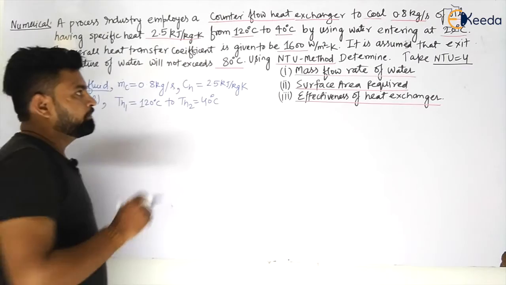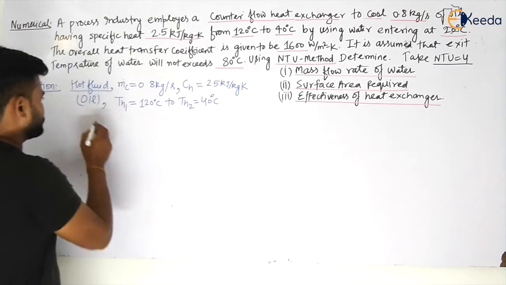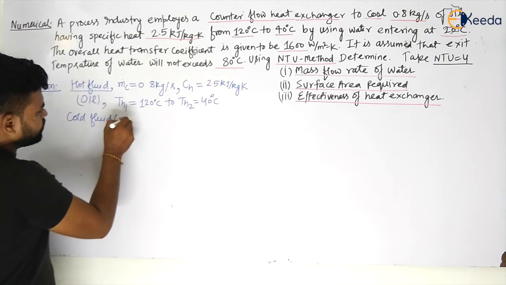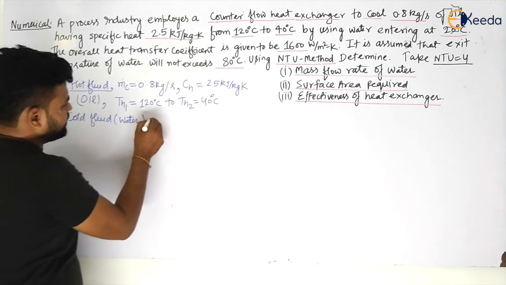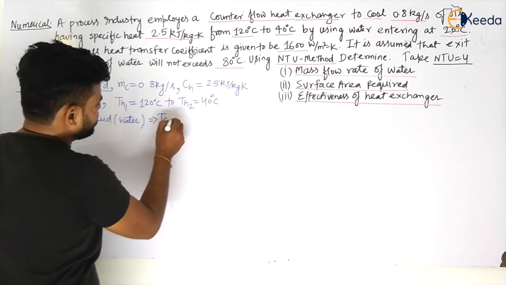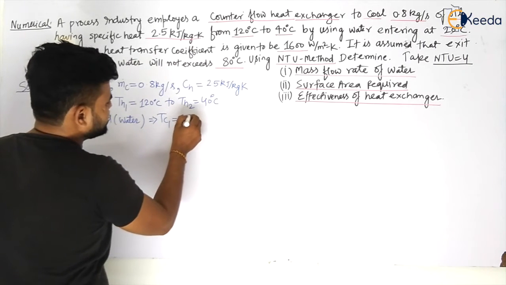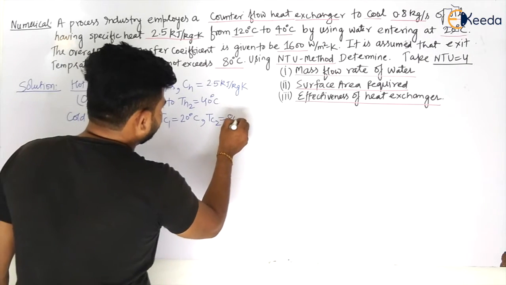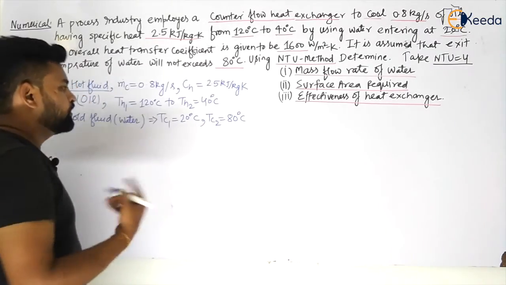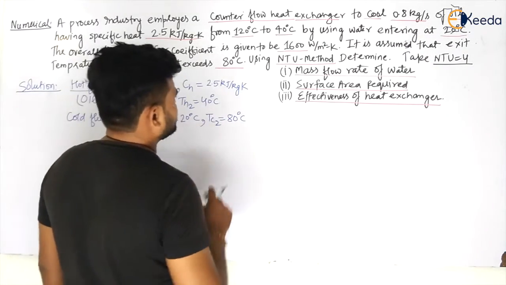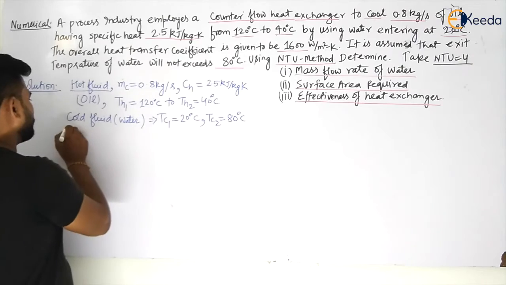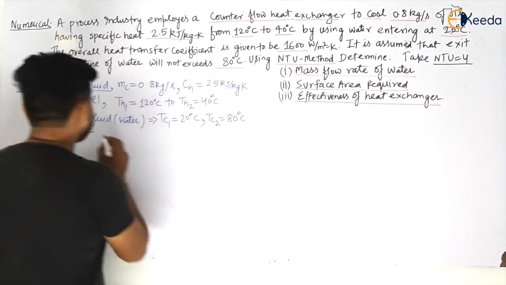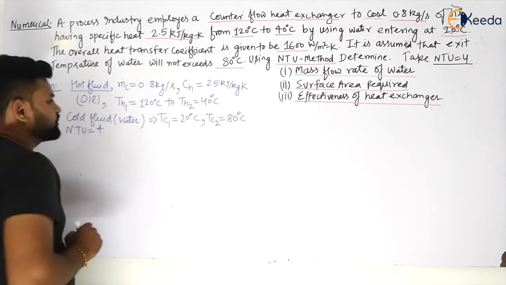Now by using water entering at 20 degrees, what is your cold fluid, my dear students? Your cold fluid is water, which is entering at, means they have given you TC1 which is equal to 20 degrees Celsius, and the outlet temperature should not exceed 80 degrees Celsius because of design parameters. So TC2 he has taken as 80 degrees Celsius, and NTU he has also given. What is the value of NTU, my dear students? The value of NTU is given to be 4.